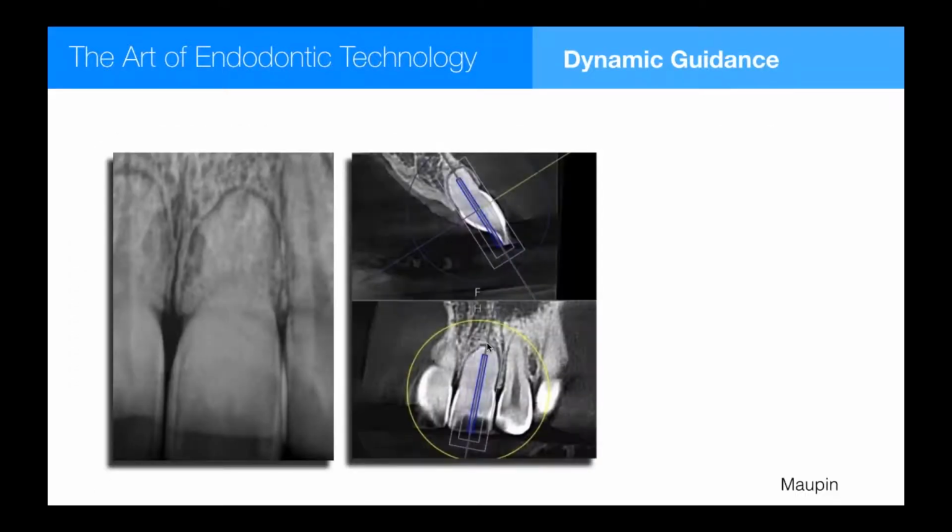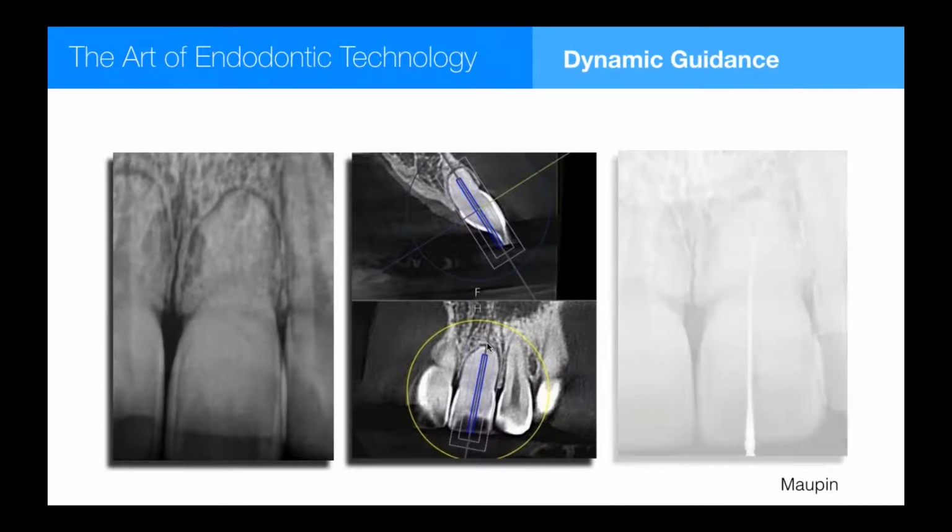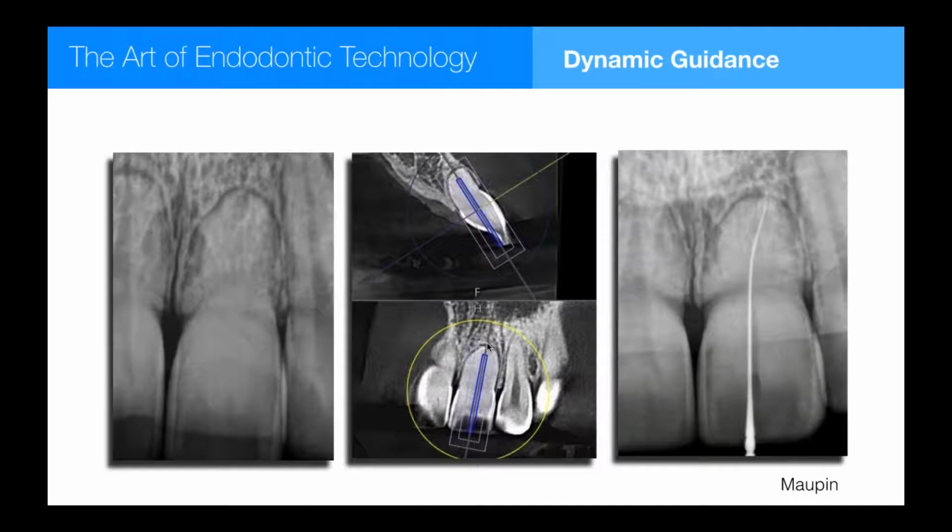Here's one of Charles' cases. You see the programming for the drill path. He's got a drill, a virtual drill there, and he's just really rotating around in the X, Y, and Z axes. And he found this one in the last 3 millimeters.